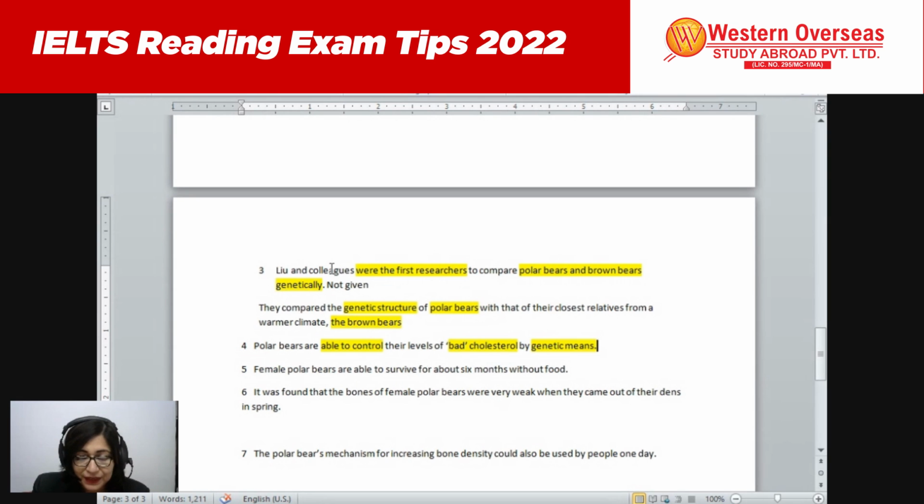Is this clear? Candidates, please try to understand how to make keywords. Keyword means that is the important element in a complete sentence.